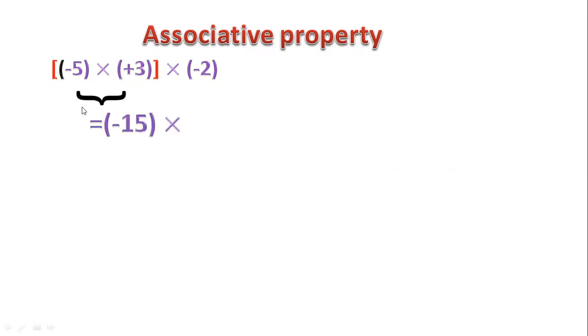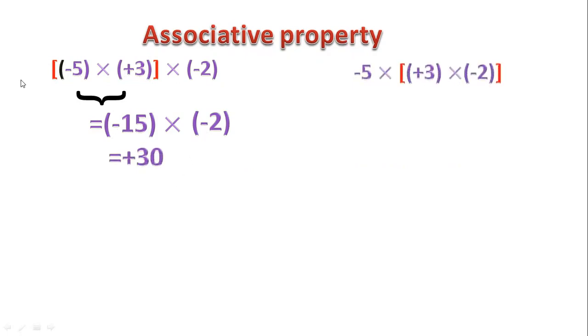Let's see the next property, associative property. Take three numbers. I have taken minus 5, plus 3 and minus 2. I have grouped minus 5 and plus 3 together, and you have to multiply this first. So multiply. Here only one negative sign, so minus. 5 3s are 15, minus 15. Multiplied by minus 2. Here 1, 2, 2 negative signs, so plus. 15 2s are 30.